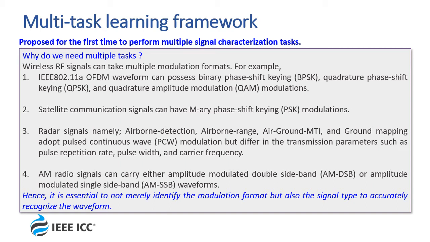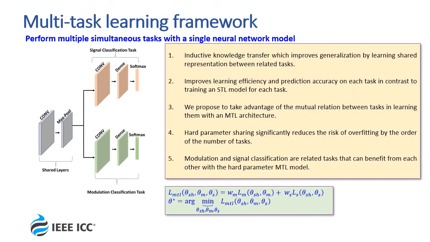Therefore, if the model is only doing modulation classification, irrespective of the signal that is incident on the RF front end, let's say for example airborne detection or airborne range, it would say it's just a pulsed continuous wave modulation, and you wouldn't have any intelligence on what that waveform was. So to have additional intelligence, it would be beneficial to also include the wireless protocol or wireless standard of the incident waveform, not just the modulation classification but also the signal type.